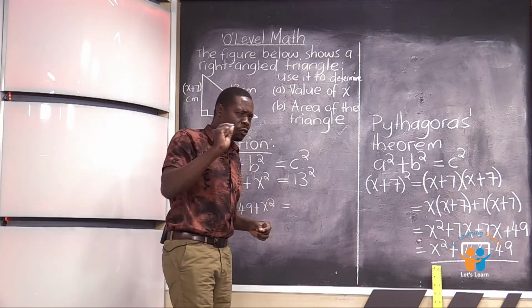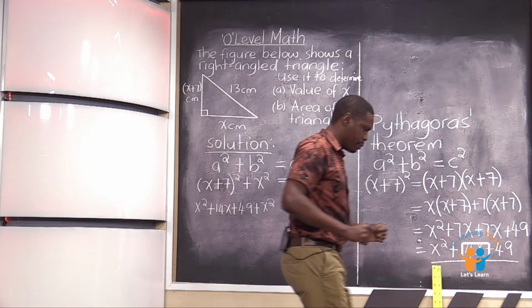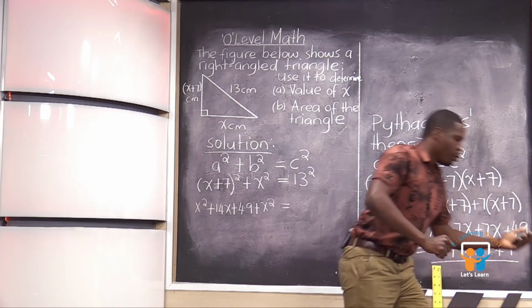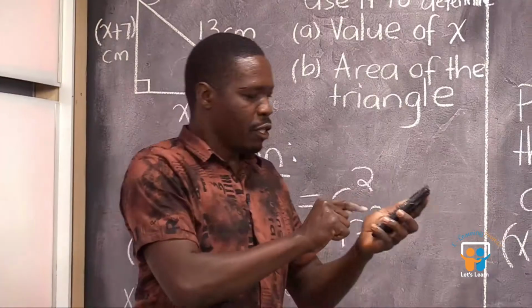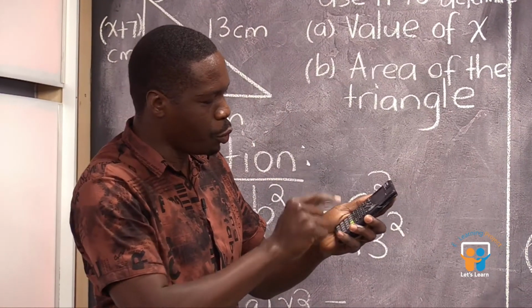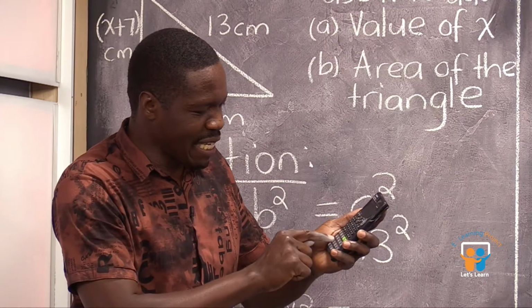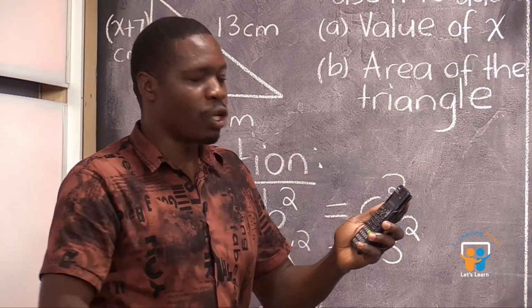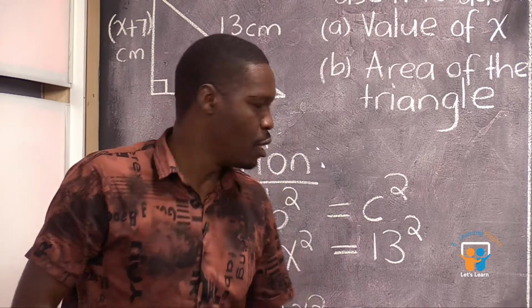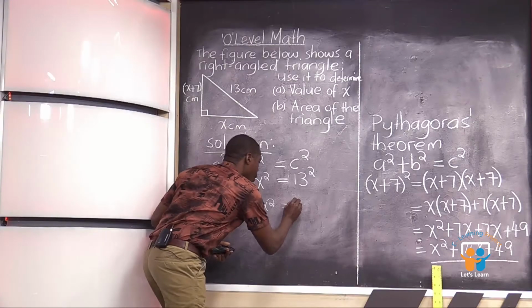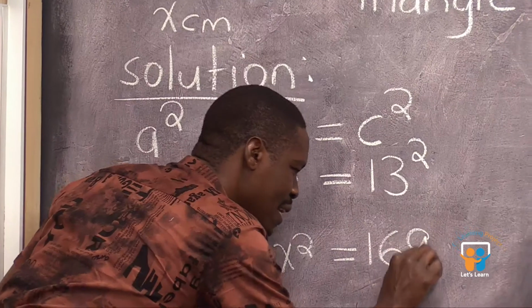It is 169. Please, if you're not sure next time, get your calculator. You can come on your calculator. You say 13 to the power 2. It will give you 169. Or you can say 13 times a 13 to give you a 169. Okay, let's continue. So we now have a 169 there.